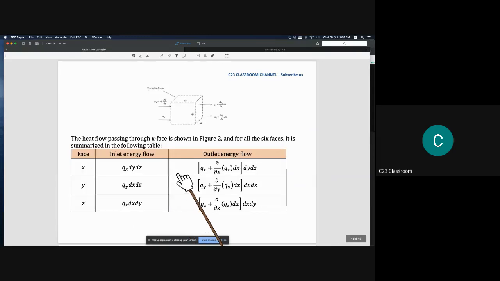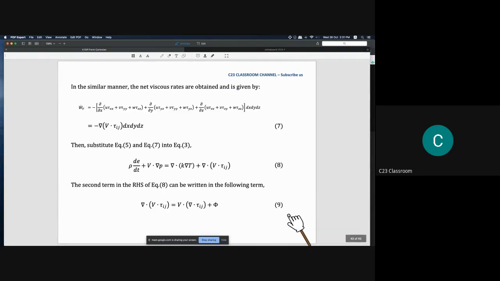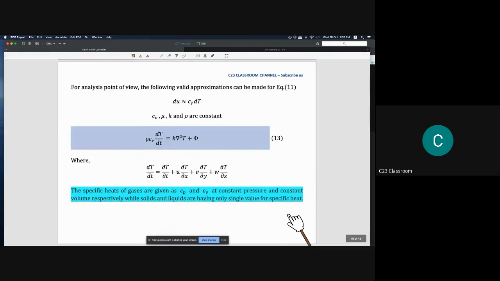So we calculate everything here, and I just go through it. Finally, we have the equation for this: rho Cv dT over dt equals K nabla squared T plus phi.